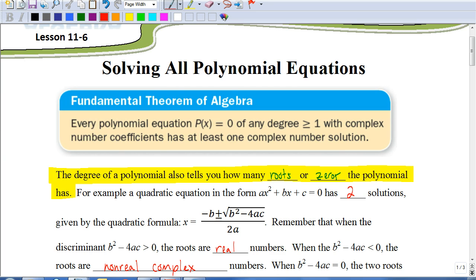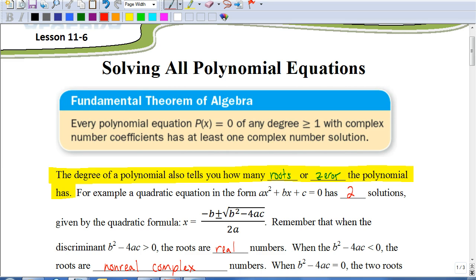But first off, to figure out how many solutions you have or how many roots or zeros you have, you look at the degree of the polynomial. That's what we talked about back in the first lesson for the chapter. Remember, the degree of the polynomial is you just look to see what's the largest exponent from each term, and whatever the largest exponent is for the polynomial, that is the degree. So if we're dealing with the quadratic equation in that form, ax squared plus bx plus c, it's going to have two solutions because you have an exponent of 2.